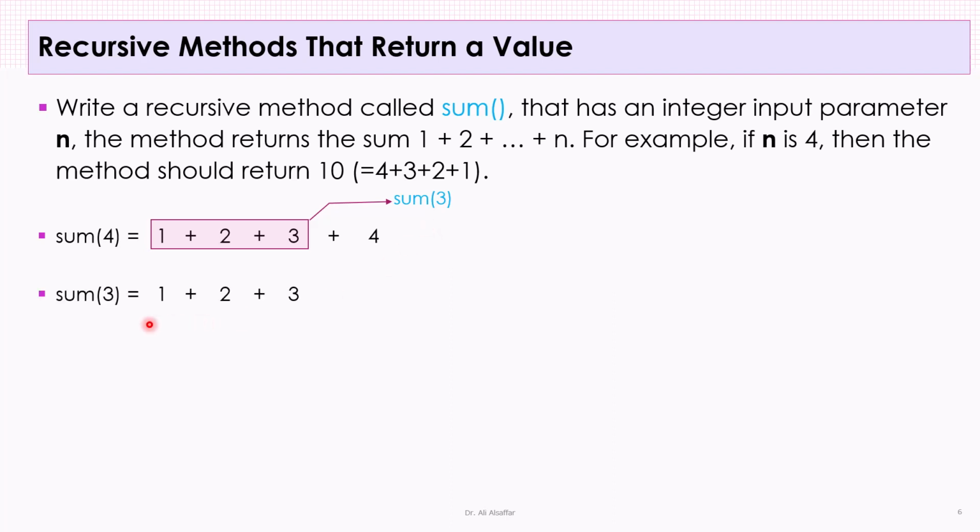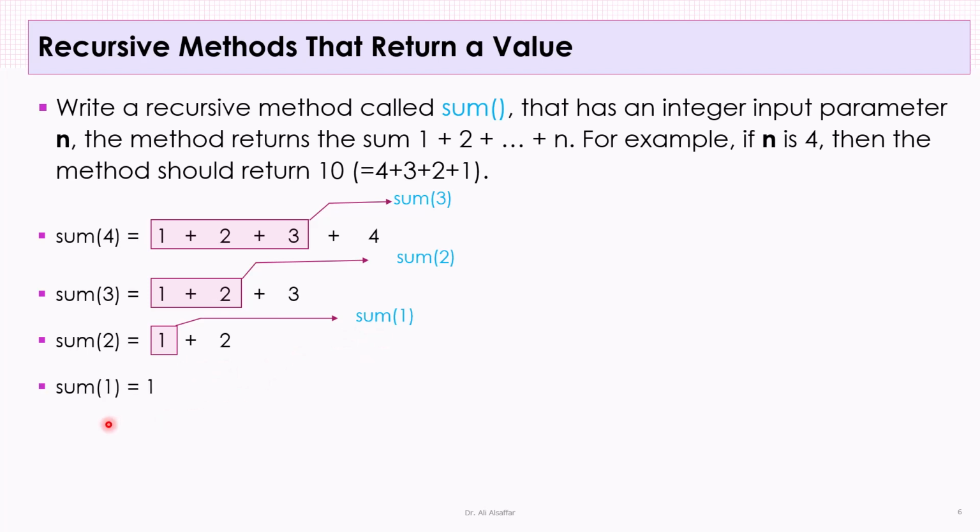Now when we call the method with 3, it's supposed to add 1 plus 2 plus 3. But in fact, 1 plus 2 can be computed as a returned value from calling the method with input parameter 2. So the returned value from sum 2 will be the addition of 1 plus 2, and sum 3 will use this returned value and add it to 3. Now for sum 2, it's supposed to add 1 plus 2. Also, we can consider that 1 is the returned value when we call the method with input 1.